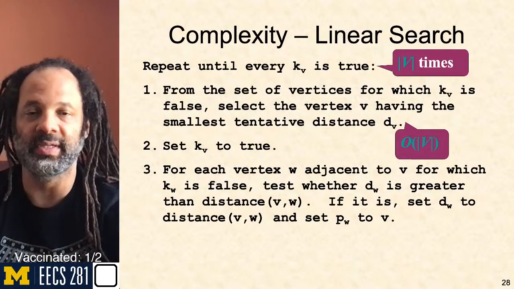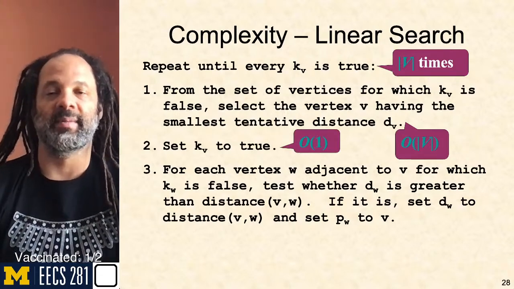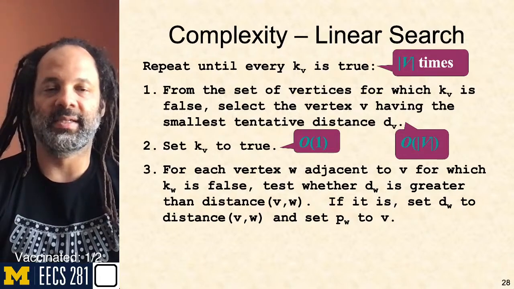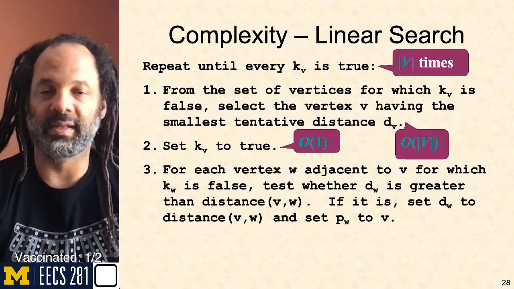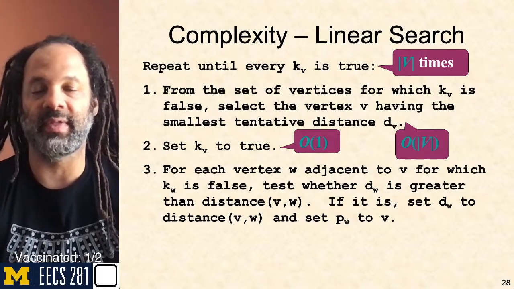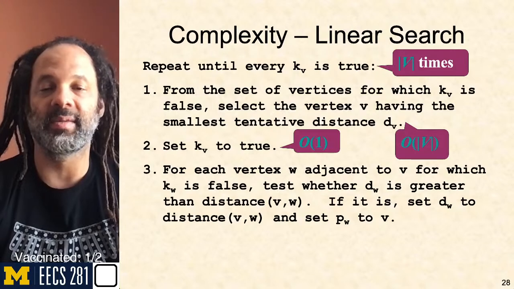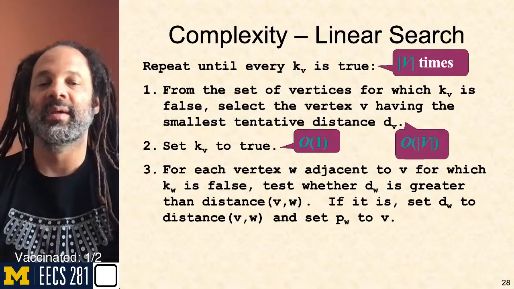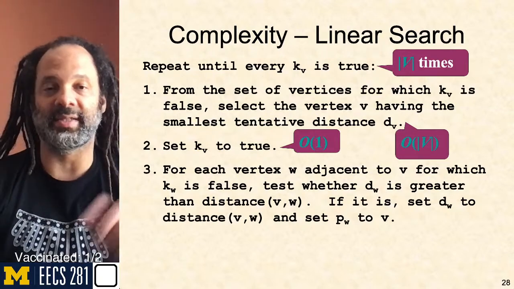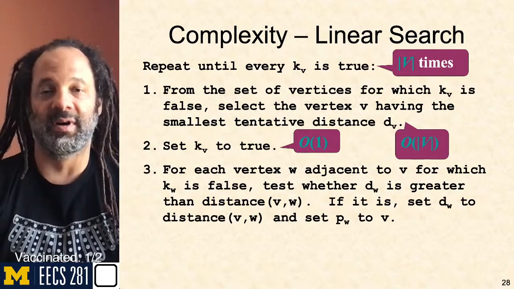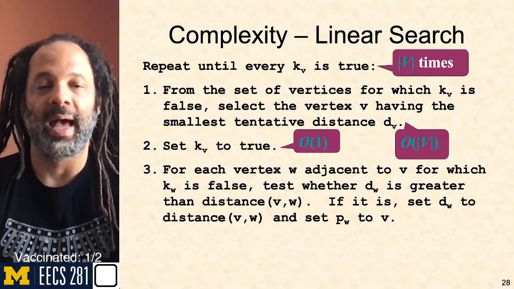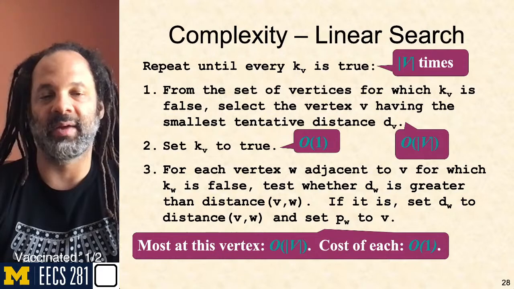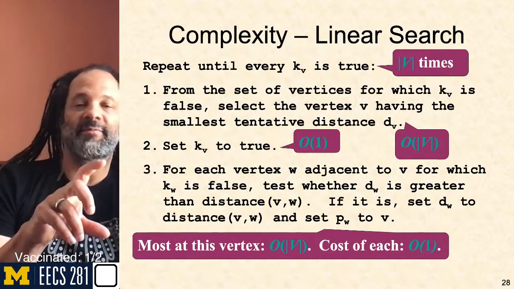I set the K of V to true in step 2 after I've found the shortest one. That's a constant amount of time. It's easy to mark something as true from false. Constant time. Then for each vertex adjacent to my current vertex, for which that K is false, test whether its distance is greater than the connecting distance. If it is, update the distance to be this new shorter distance and set its parent. How much time does that take? Well, how many vertices W might be adjacent to V? In the worst case, all of them, all V of them. So I'm going to say that the most that any vertex is going to be big O of V, and the cost of doing each one of them is a constant amount of work. So I've got the worst case of V here at step 3.